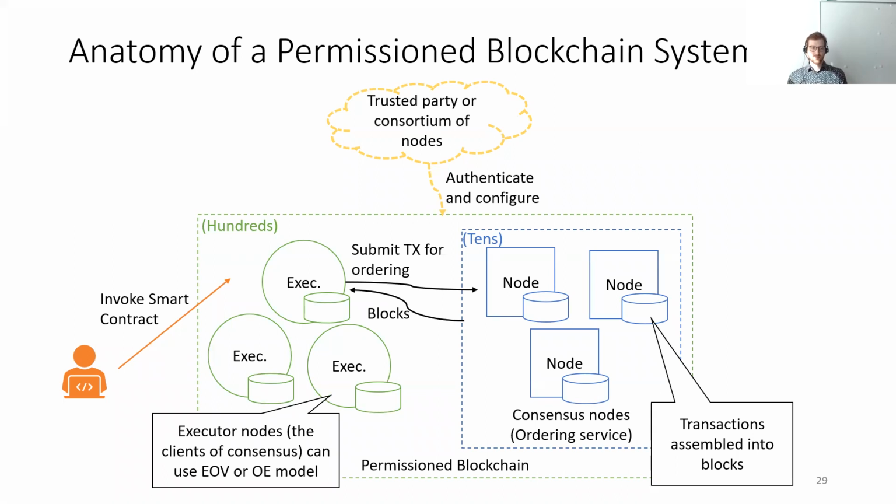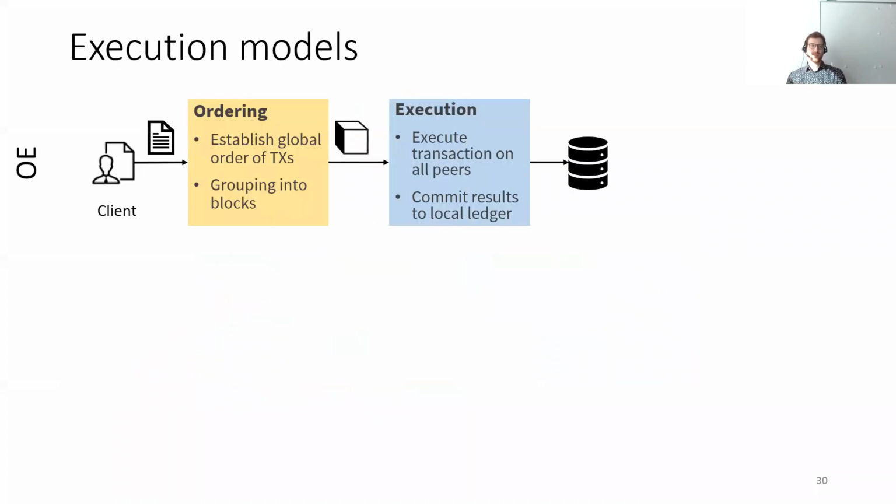Inside the executor nodes, you can have two types of execution models. And this is where things get actually very similar to databases. So we can have something like active replication, where the idea is that a client submits transactions to be executed. Think of transactions, as I said, like stored procedure invocations. These transactions are submitted, they are ordered into a block, or just globally totally ordered, and then they are executed at every single executor node in order, and the changes are committed to the local ledger.